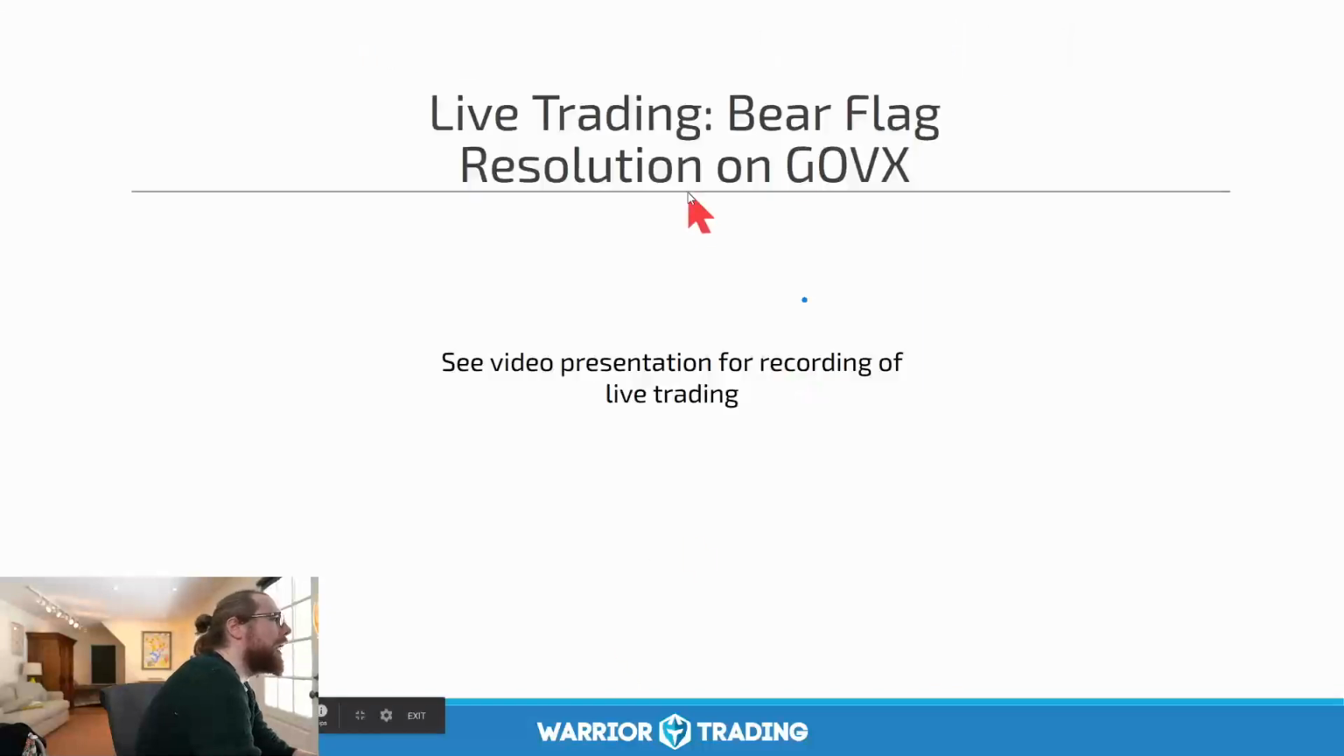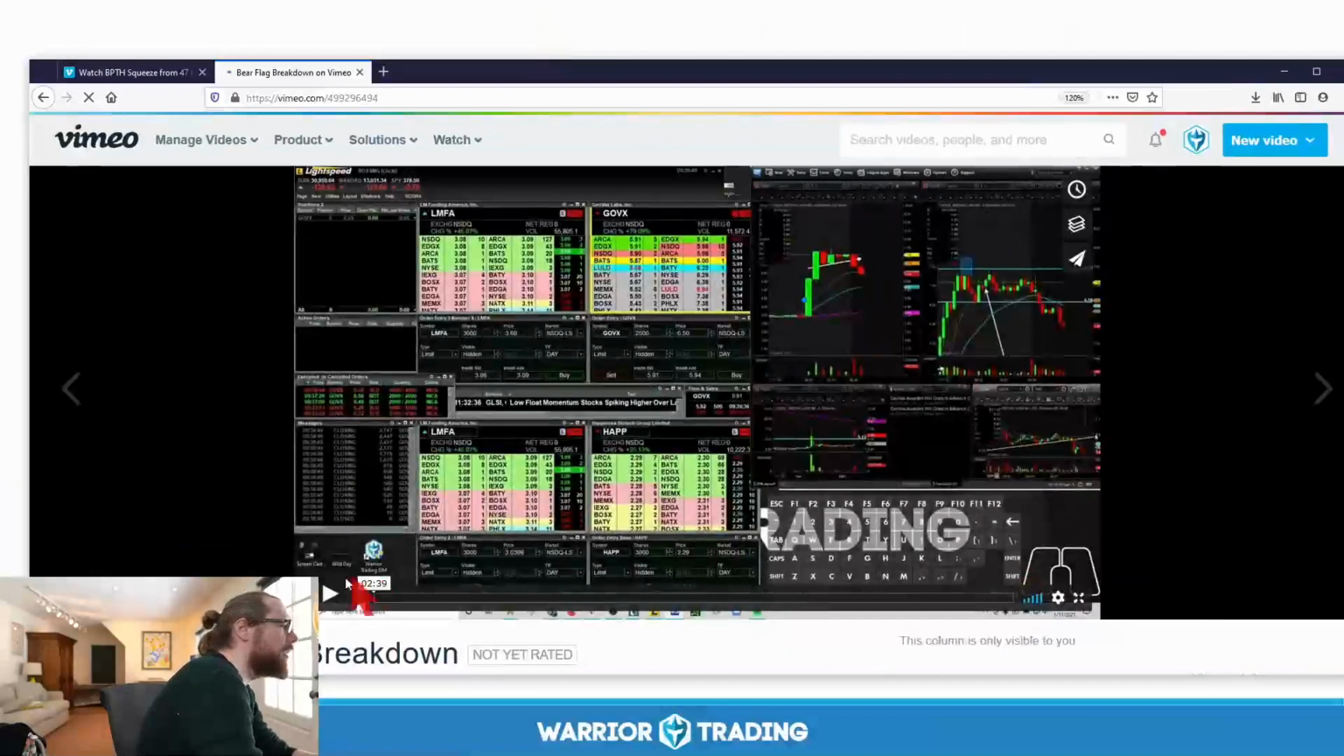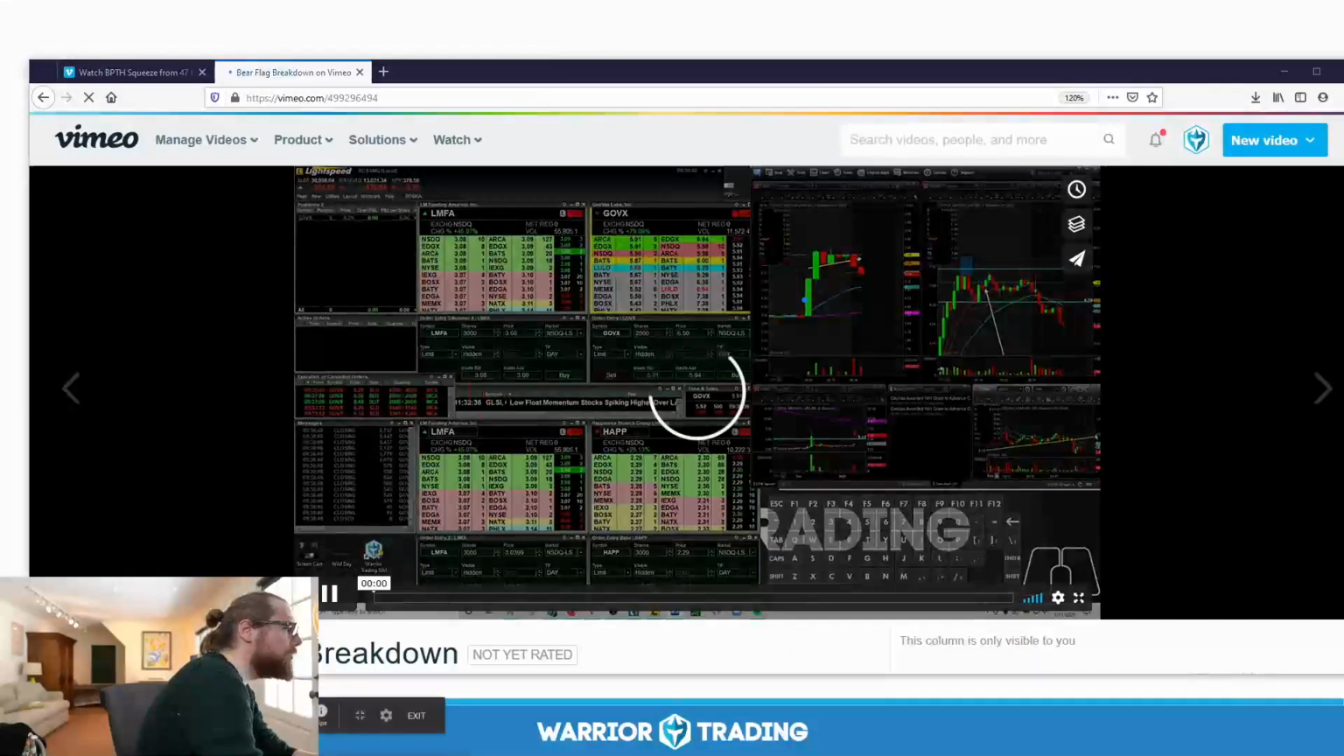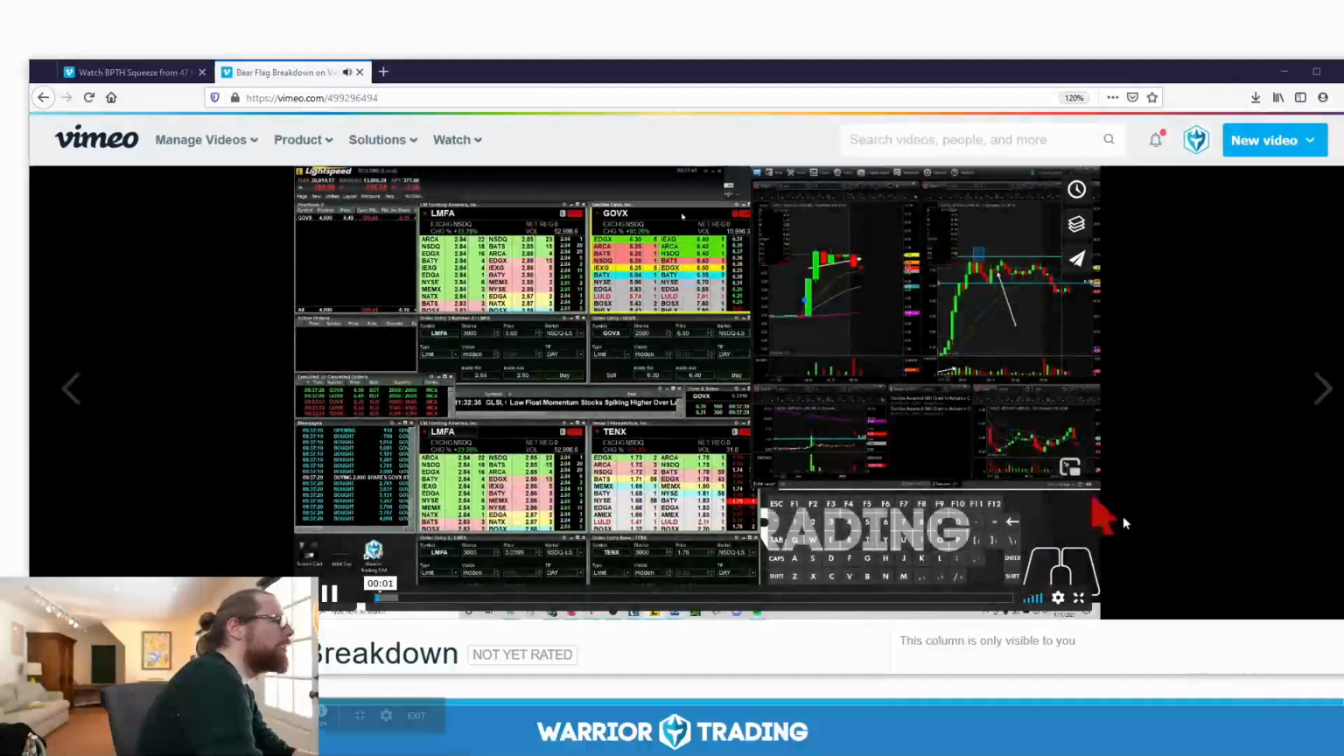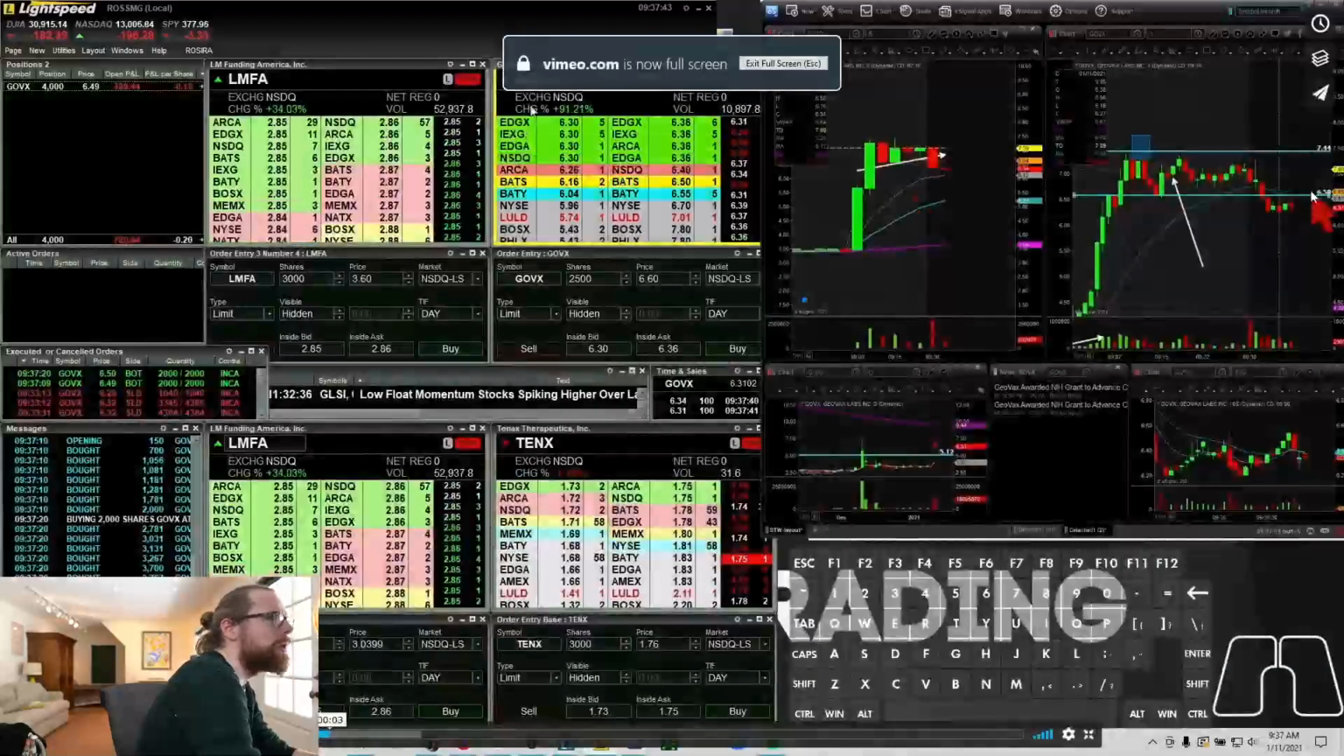Let's see. So let's look at live trading a bear flag resolution on GovX. All right, let's look at this. So this is probably just going to be an example of the actual price action versus my trade.